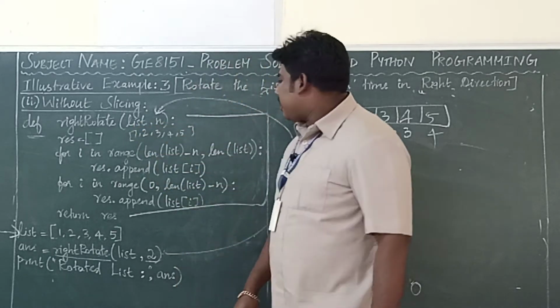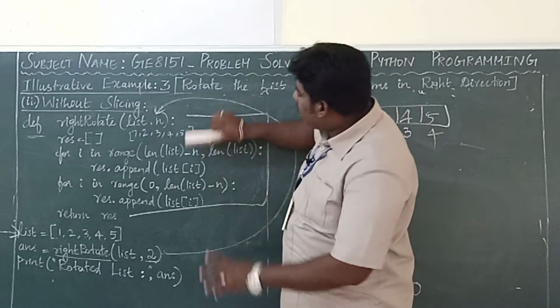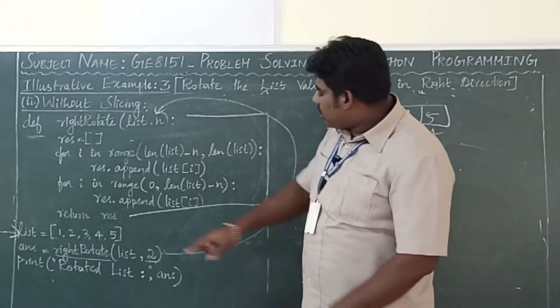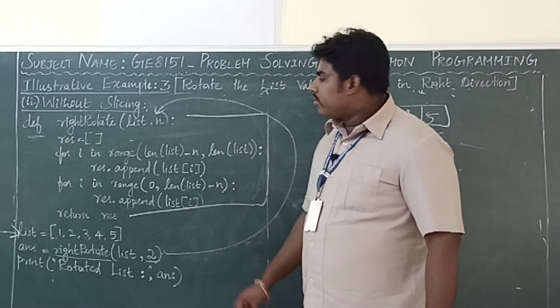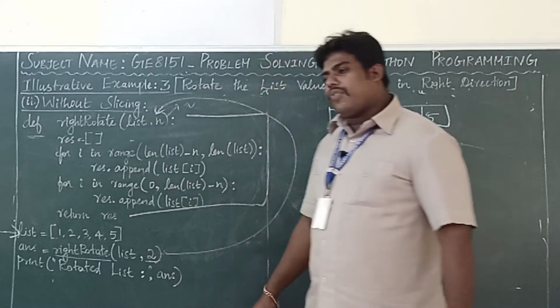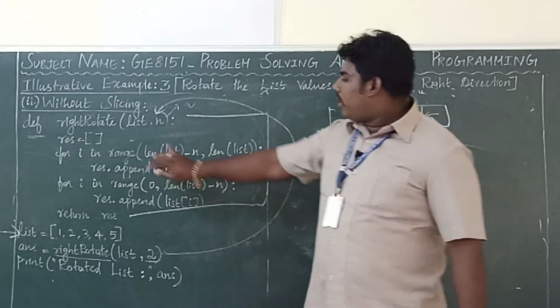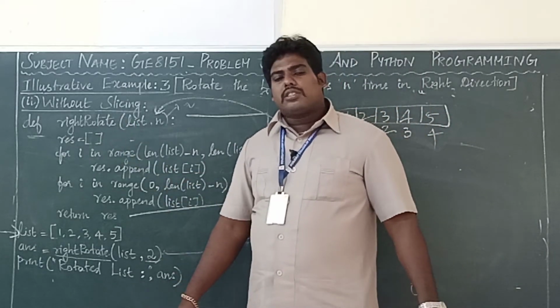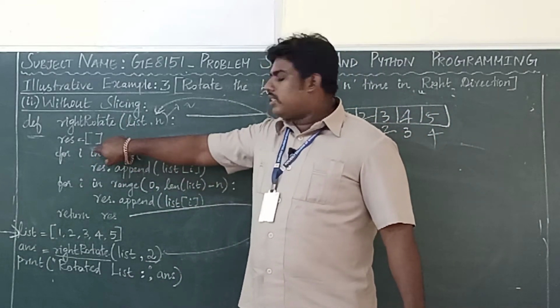One list is here. And what's the n value? N value is 2. List is this: 1, 2, 3, 4, 5. Now what is this? Result equal to, what is this?